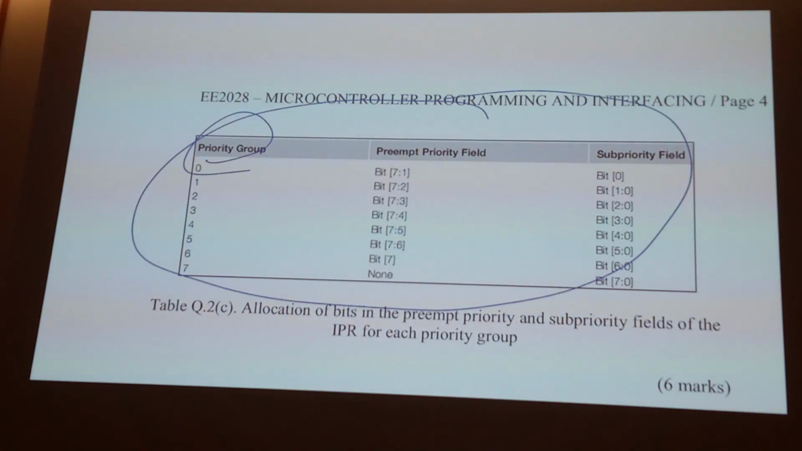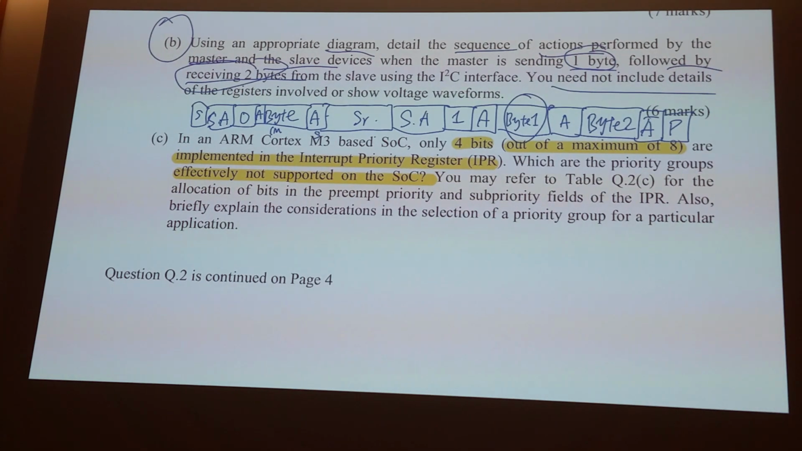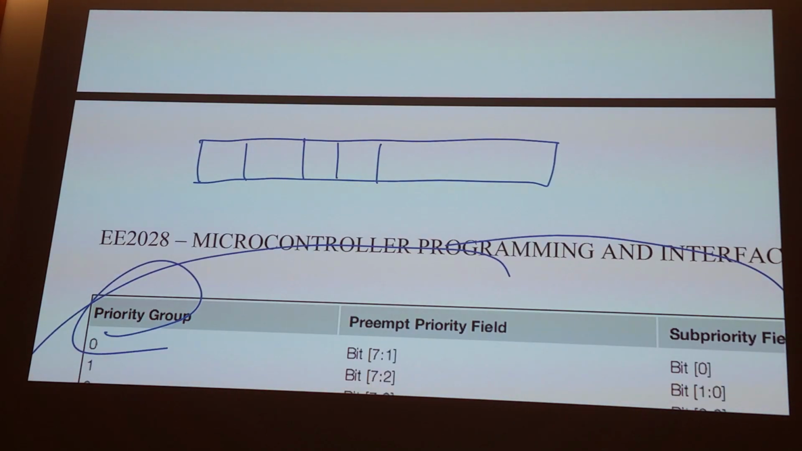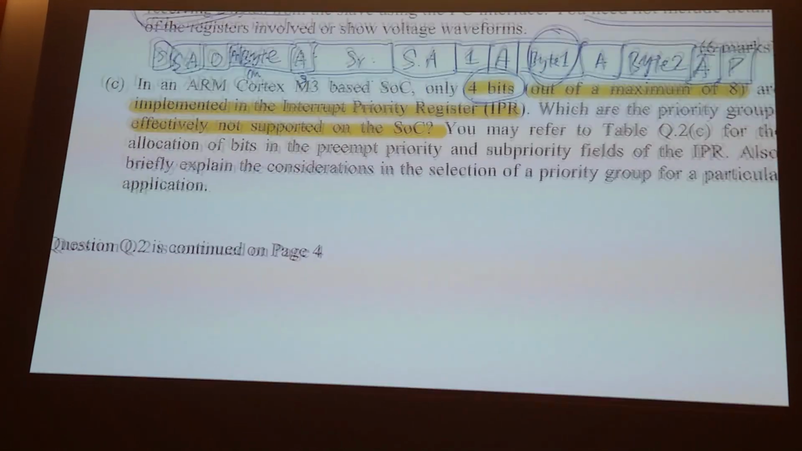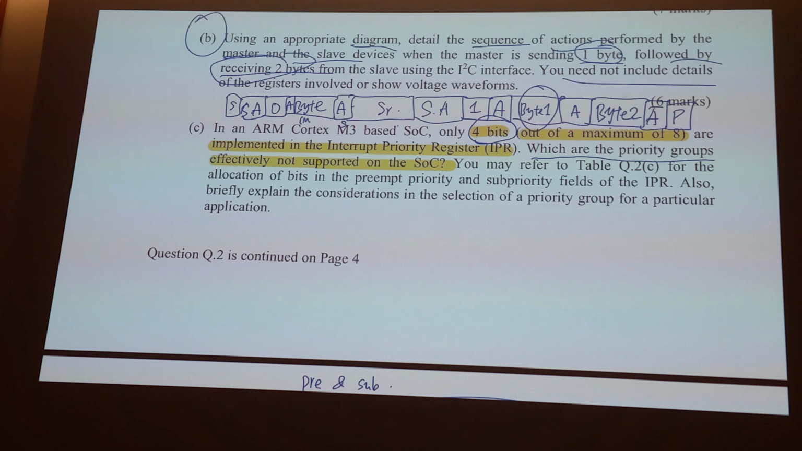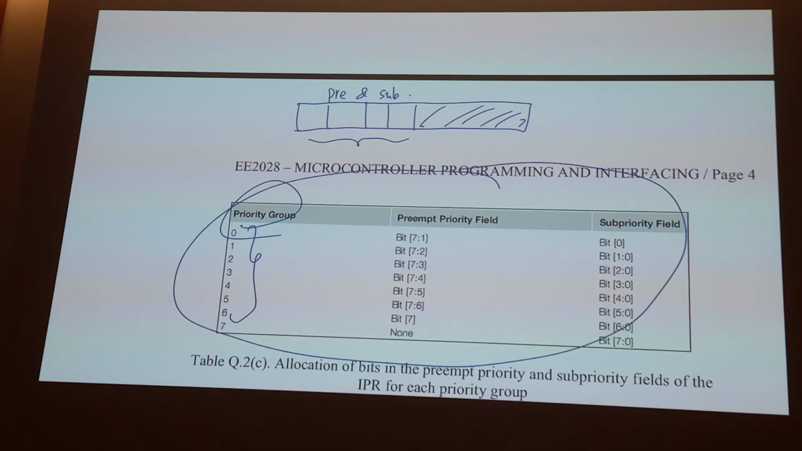This is the priority group. Now you know that within this 8 bits, you are using 4. Based on the question here, you are only using 4 bits. You can imagine this part, you are not using them. So the 4 bits, here you use them for preempt and sub. Then the question is asking which priority groups are effectively not supported on the SoC, which means within this table, among these groups, which of them are not supported if you want to use only 4 bits?